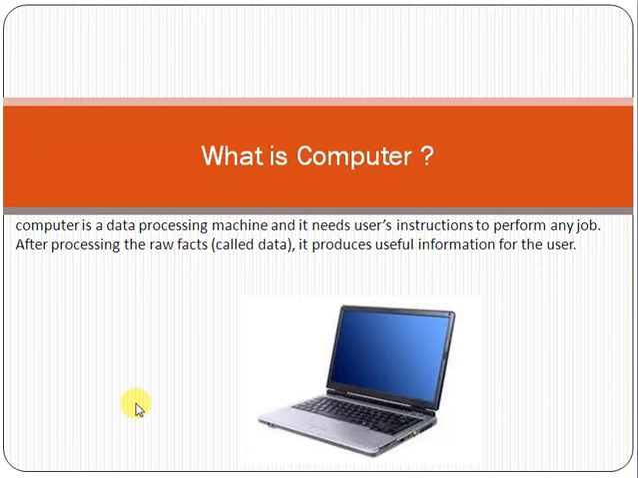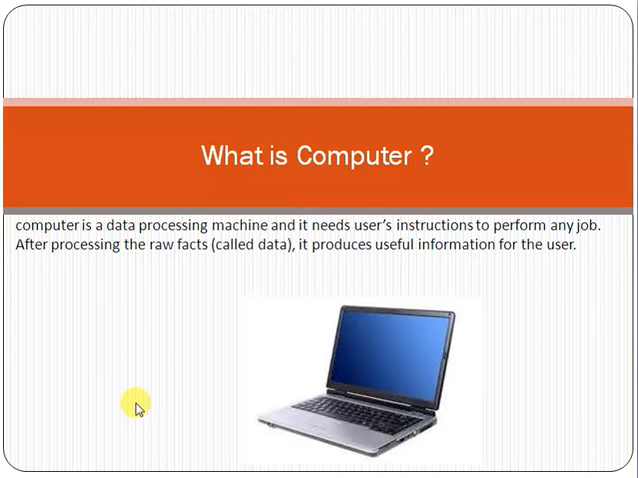So friends, let's start. Today's topic is input and output devices of a computer. First of all, we have to understand what a computer is. A computer is a data processing machine which takes input from the user and after processing it produces some result and output. That is the main definition of a computer.